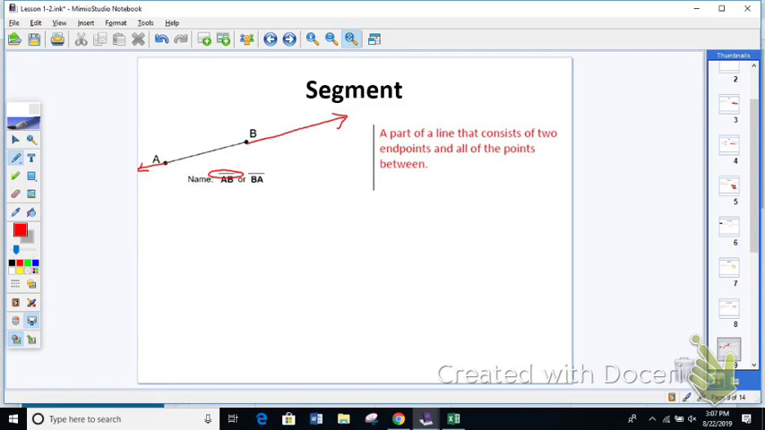Again, the 2 endpoints, order does not matter, either AB or BA. Most of the time, your printed materials are going to go alphabetic. But again, order does not matter. This means the exact same thing. Key thing is that symbol. And if we're talking about a segment, it's just the bar. The line, we know, is going both directions.